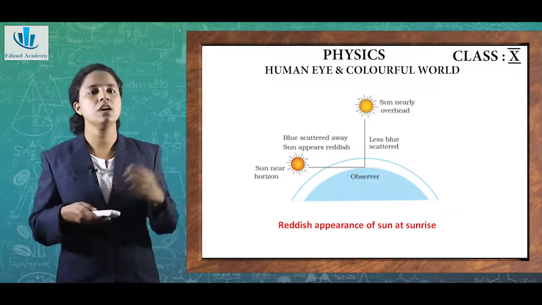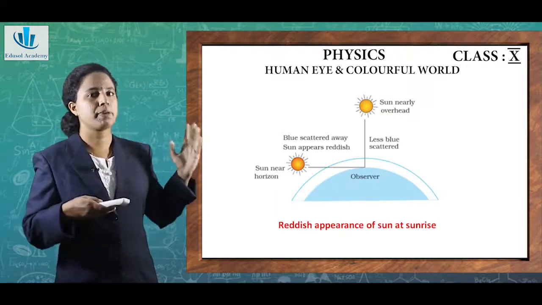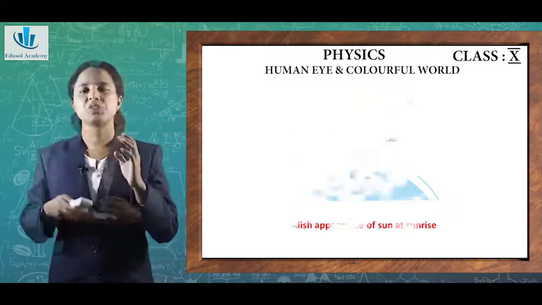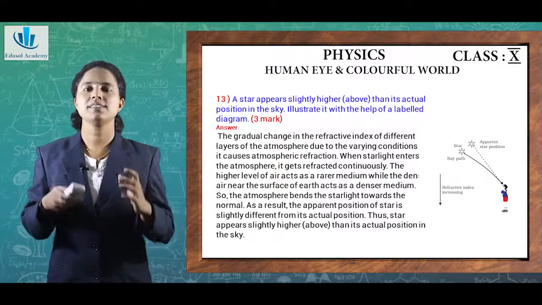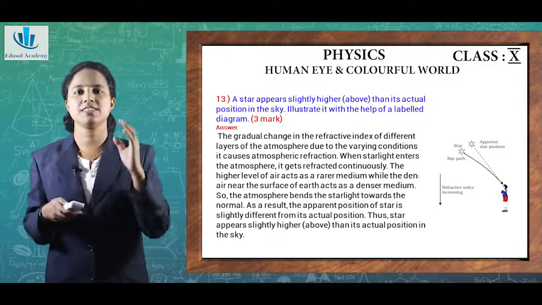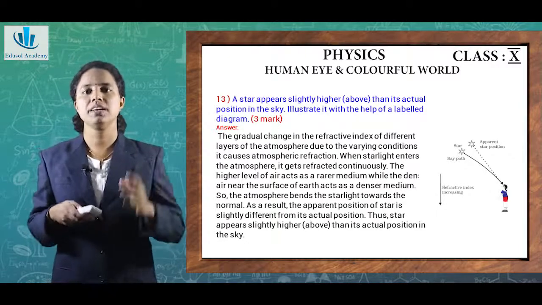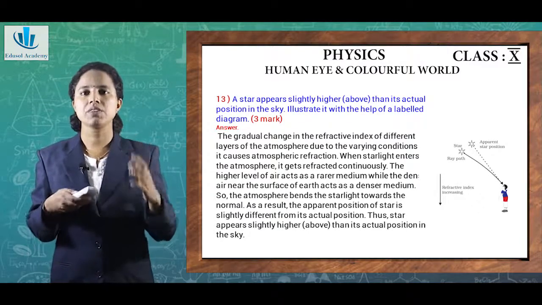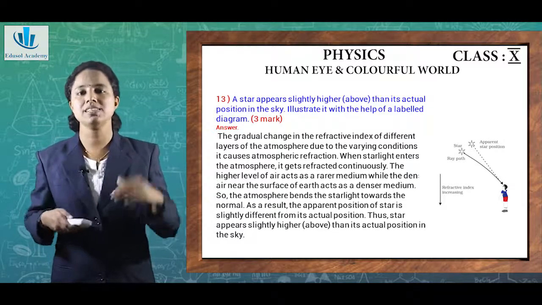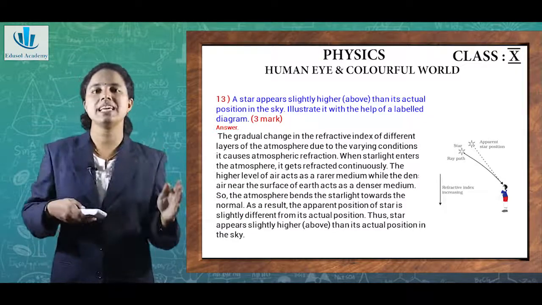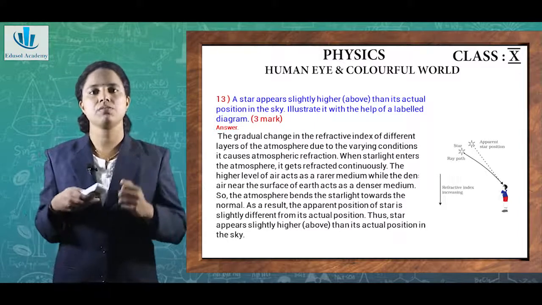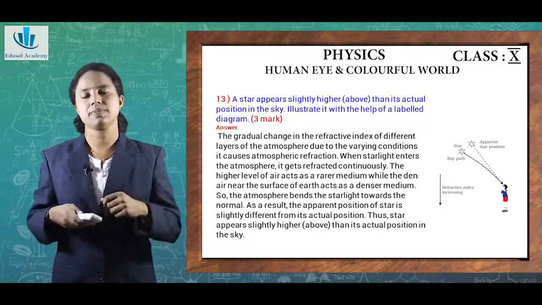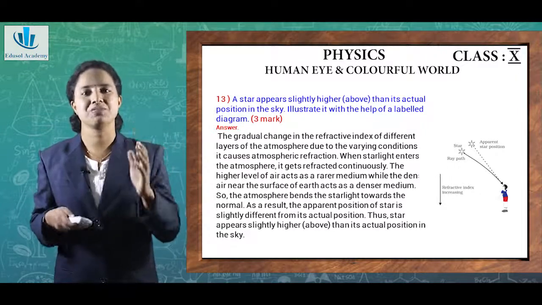From this particular figure, you will be able to infer the reddish appearance of the sun at sunrise due to the scattering of the light. Moving on to the next question: a star appears slightly higher than its actual position in the sky; illustrate with the help of a labeled diagram. So, we know that the refractive index of different layers of atmosphere is different. The gradual change in the refractive index of different layers of atmosphere varies according to the atmospheric conditions and this contributes to atmospheric refraction.